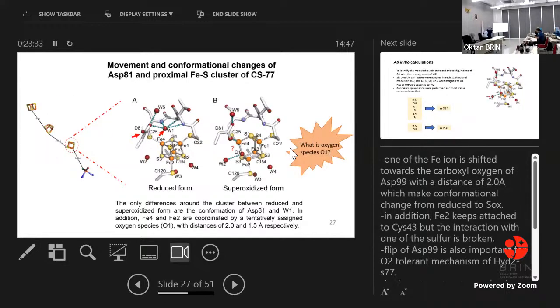So in this case, we also find changes in the structure of the aspartate here between the reduced and superoxidized form. So there is a movement of the aspartate 81 and also the proximal cluster. Okay.